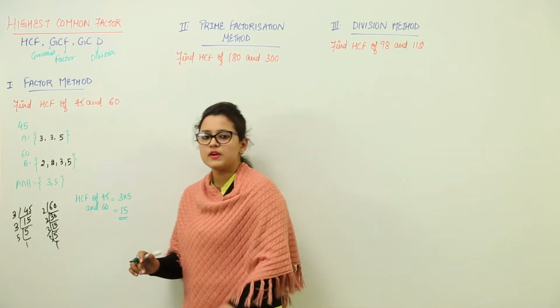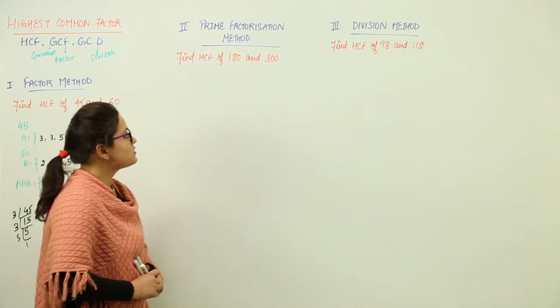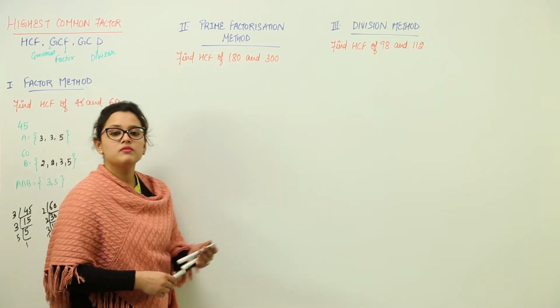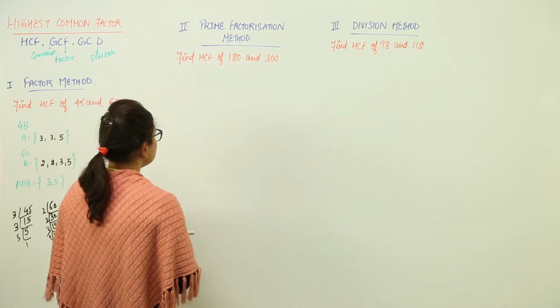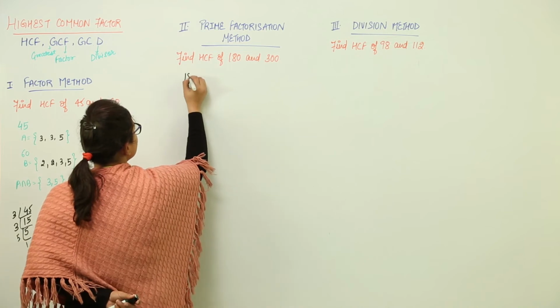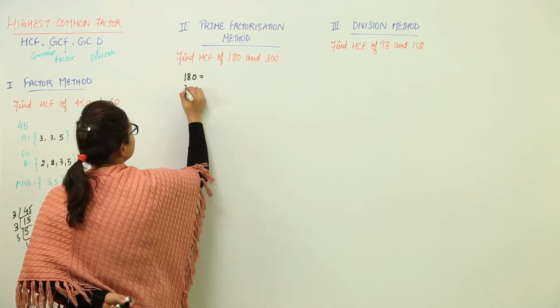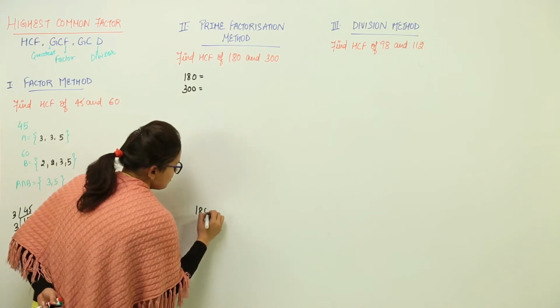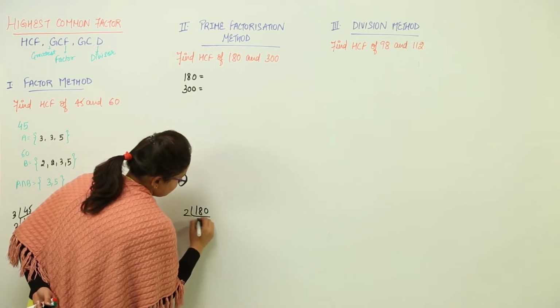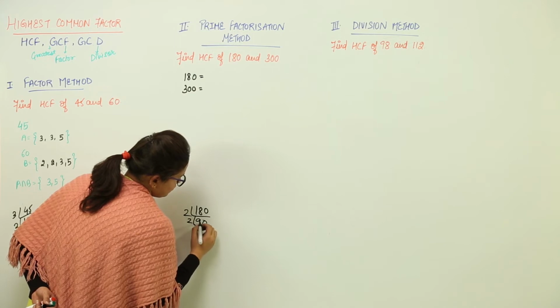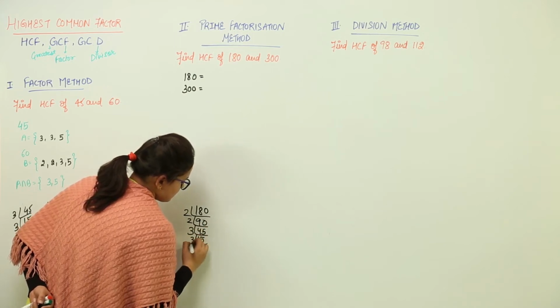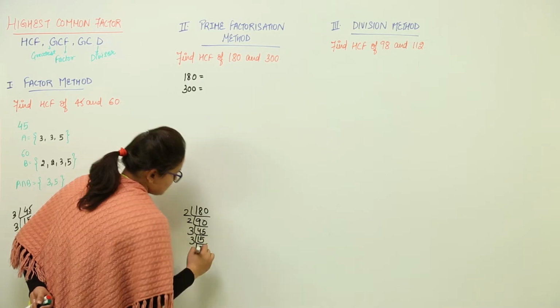Next we have the prime factorization method. In prime factorization, again we have to find the factors for each, but we will represent them in a different manner. First we will write down the factors for 180, then the factors for 300. Let us find the factors now. For 180, we have 90, 2 4s are 8, 2 5s are 10, 3 1s are 3, 3 5s are 15, 5 1s are 5.